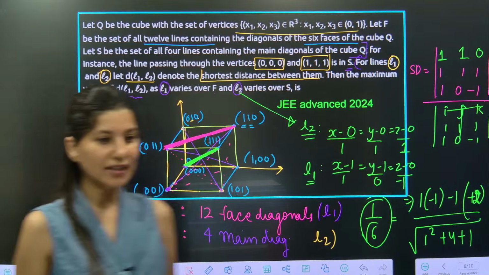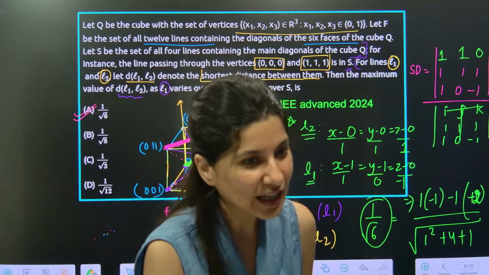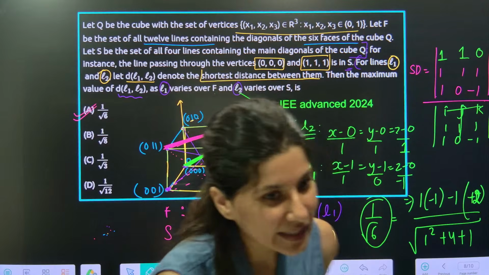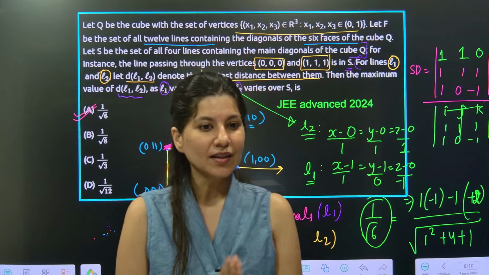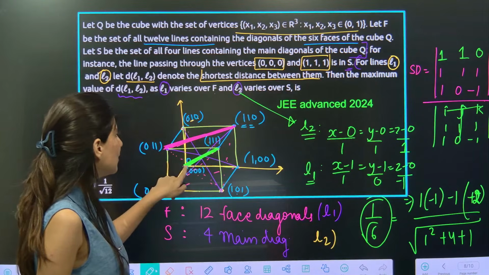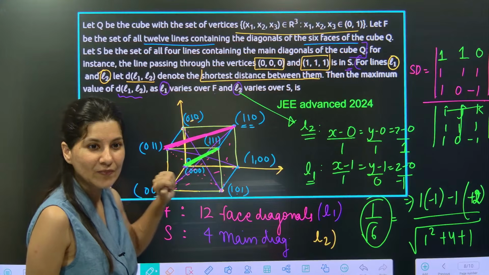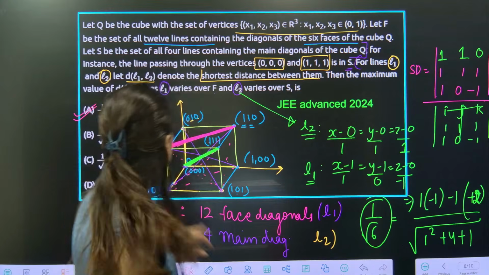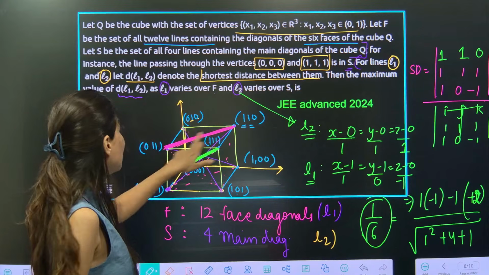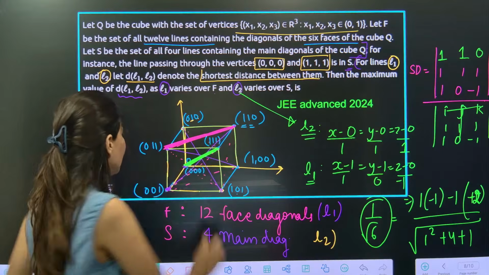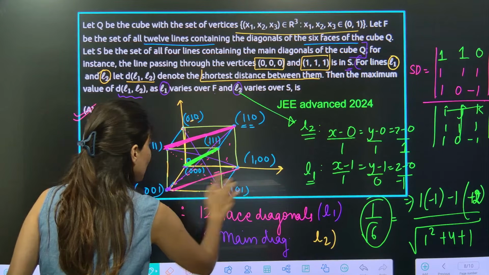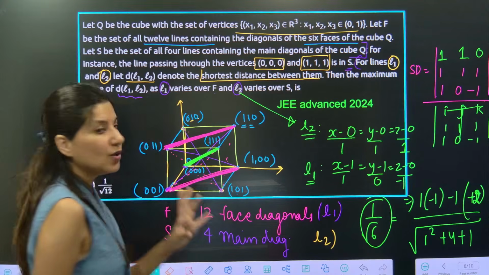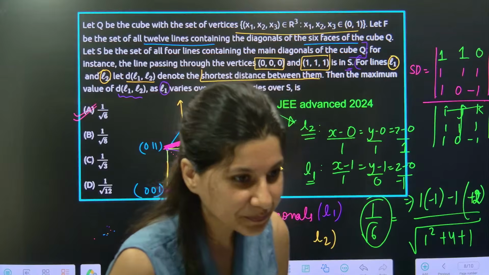Yes. Now, let me read the comments. This was the last question. The value 1 root 6, which is A. Yes, absolutely. Silver boy, absolutely right. Main diagonal is 0, 0, 0 to 1, 1, 1. And any diagonal you can take, but a non-intersecting one. So, 0, 0, 1 to 1, 1, 0 also we can take. We can take this also. If you feel, this one will also give the same value. But non-intersecting. Correct? Okay.